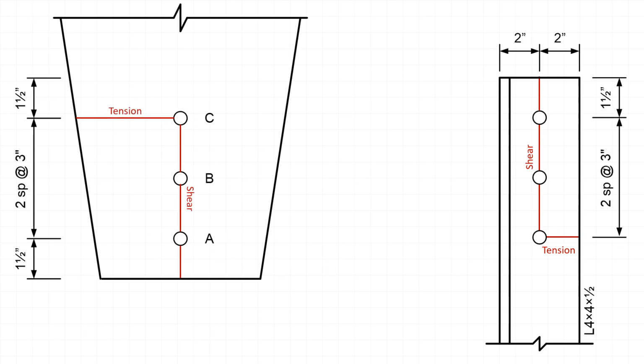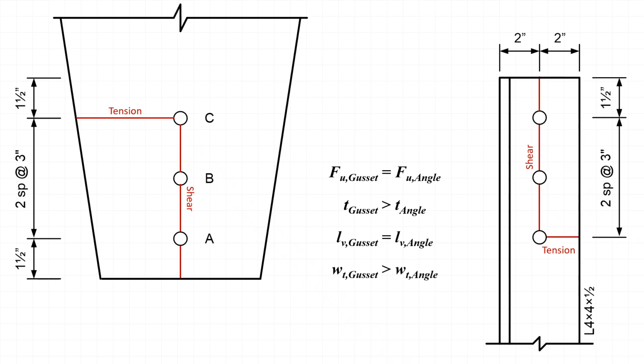If we look at the block shear strength of the gusset plate, we can observe that the tensile strength of the gusset plate is the same as the tensile strength of the angle. The gusset plate is thicker than the angle. The length of the shear area is the same for both the gusset plate and the angle. And we can observe that the width of the tension area on the gusset plate is greater than the width of the tension area on the angle, even if we were to consider the Whitmore width.